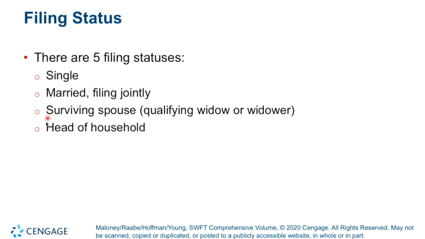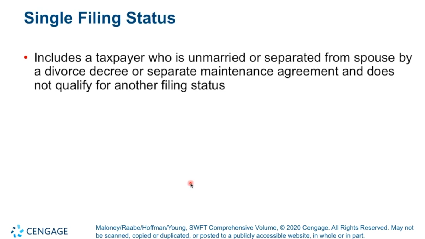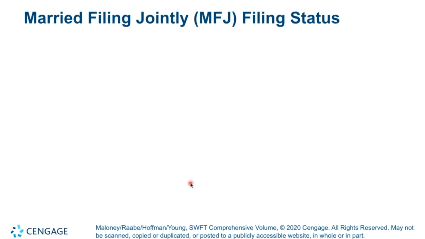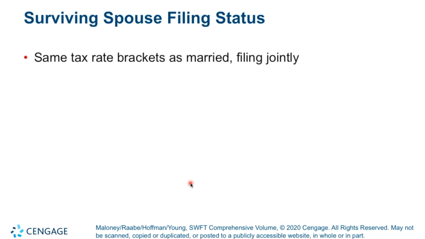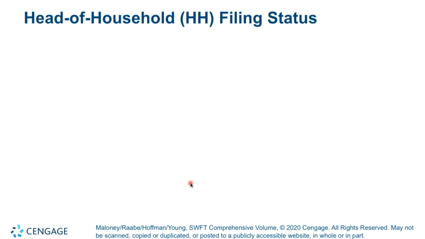Okay, head of household, similar to surviving spouse, head of household is for when there's one parent maintaining a household with dependents. Married filing separate, if you're married, you have two options: married filing joint or married filing separate. No other options apply to you. Filing status affects your tax rate bracket, standard deduction amount, and other amounts in the calculations. So I basically just went through all these details. Surviving spouse is the same tax bracket as married, and it qualifies for 2 years as long as they have a dependent.